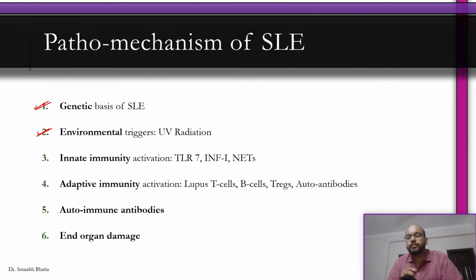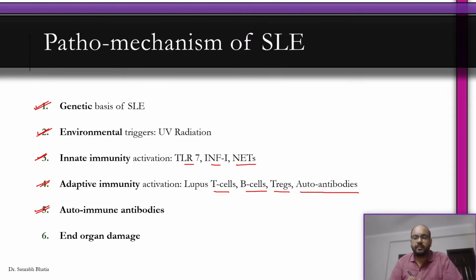The most common, or the most important, trigger to understand is UV radiation. Then innate immunity activation via toll-like receptor 7, interferon 1 or NETs. We'll discuss each of them separately subsequently. Or adaptive immunity activation, that means T cells or B cells which have been sensitized in an SLE individual against autoantigens, decreased T regulatory cells, and the development of autoantibodies.